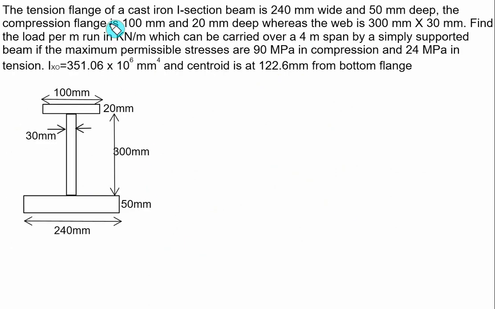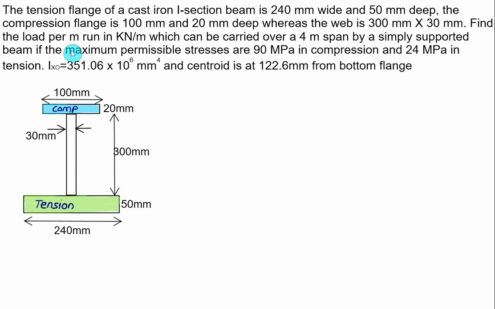The tension flange of a cast iron I-section beam is 240 mm wide and 50 mm deep. So this one is the bottom flange, which is 240 mm wide and 50 mm deep. He said that it's in tension. It means that we have a tensile stress in the bottom flange. The compression flange is 100 mm by 20 mm deep. So the top flange here is in compression. So on the top fiber we have compressive stress.